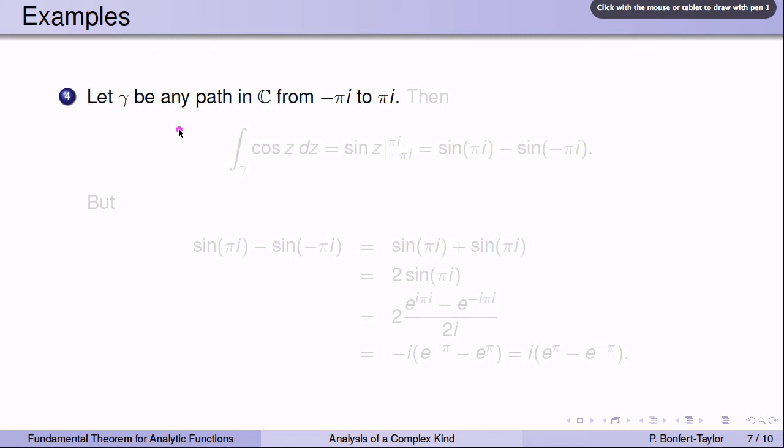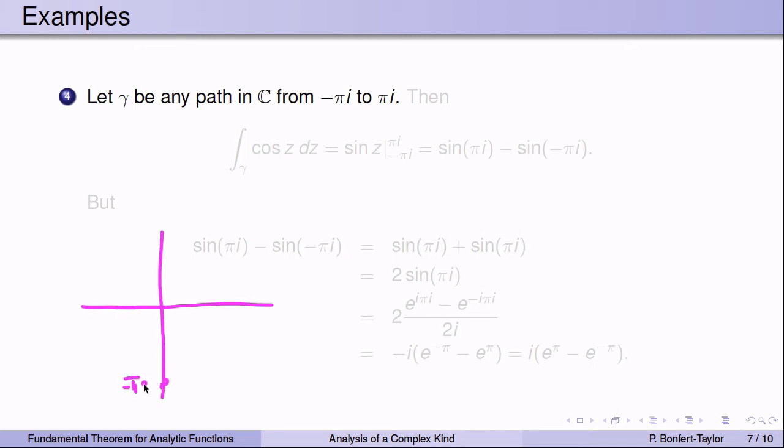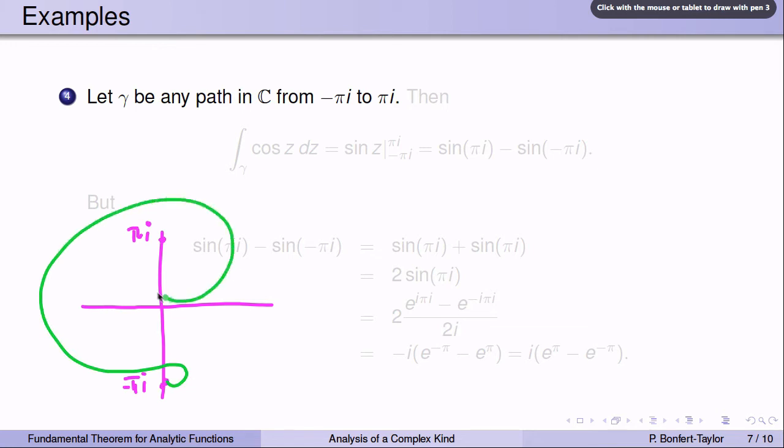Let's look at a final example. Suppose gamma is any path in C from minus πi to πi. So let's say minus πi is right here, and πi is right there. Then gamma is any path from down here to up there. It doesn't really matter how it gets there.